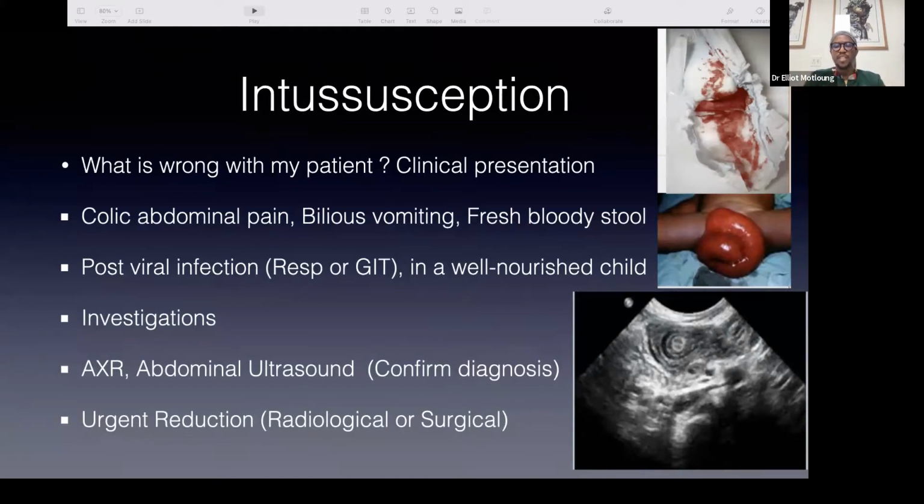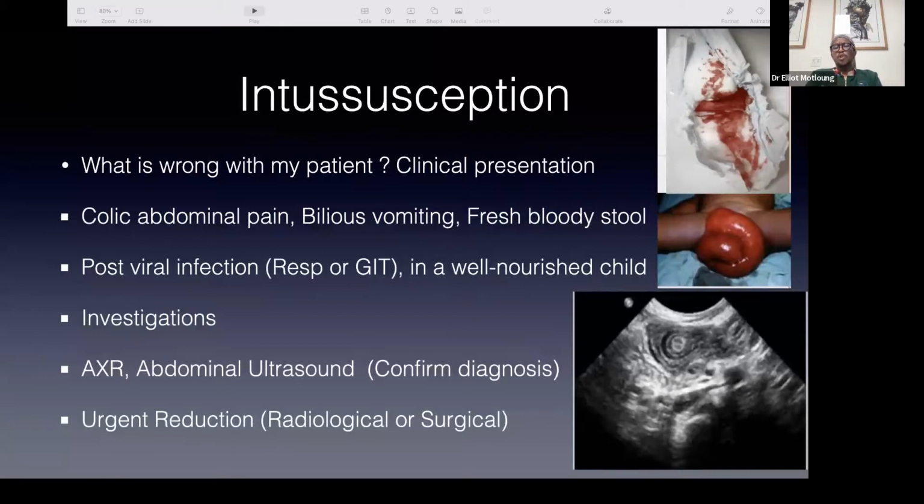They present with bilious vomiting because they've got a positional obstruction. And then they get a fresh bloody stool, which we call currant jelly stool. It's important to realize this is not malignant stool, because most people send these patients with malignant stool. This is fresh blood usually, so be aware that it looks like very red blood. The other issue we look at is post-viral infection, as we discussed, but the patients are very well nourished.